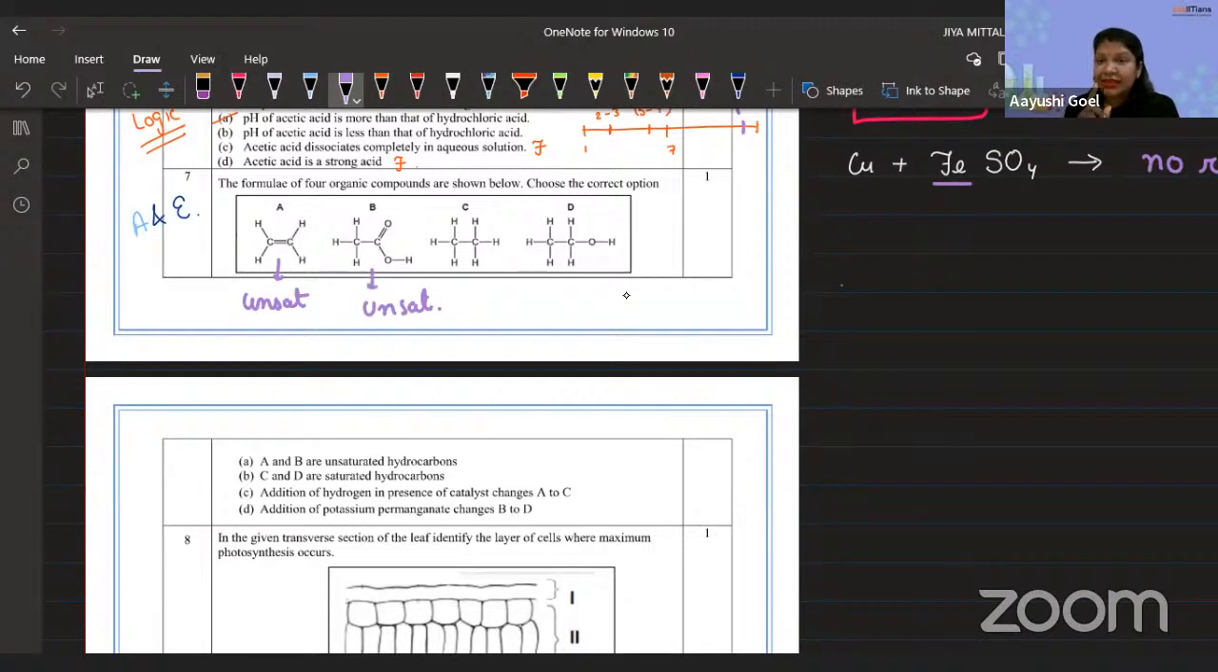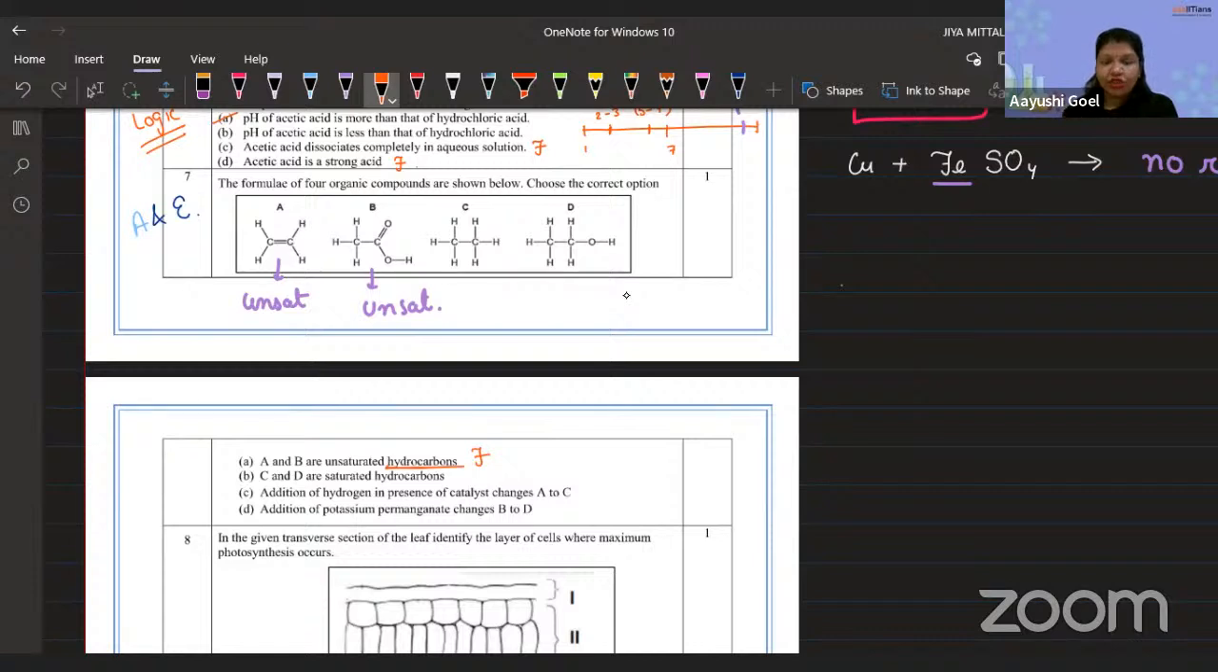But it is not an unsaturated hydrocarbon. Hydrocarbon means that you have only hydrogen and carbon. That is your alkanes, alkenes, and alkynes. So the first option: A and B are unsaturated hydrocarbons. This word makes it a false statement. They are unsaturated, but they are not hydrocarbons. Let's go with the second option.